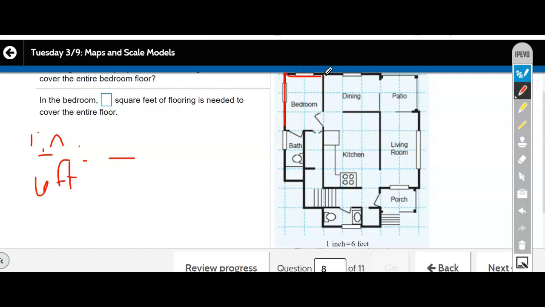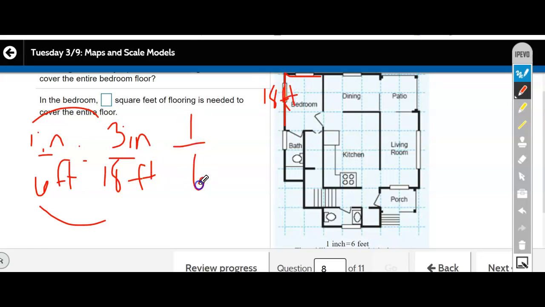The length is 3 inches, right? So how many feet would that be? 1 times 3, so 6 times 3 is 18 feet. So the length is 18 feet in that room. What's the width? Well, we're going to do another proportion. 1 over 6 equals, what's the width? 2 inches. 1 times 2, 6 times 2 is 12 feet. So the room is 18 by 12.